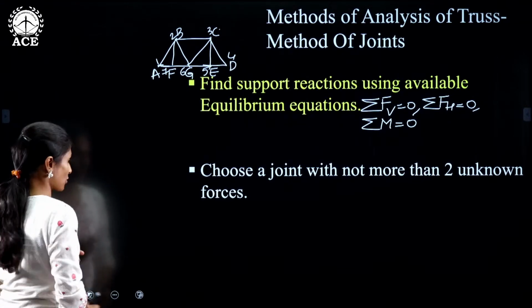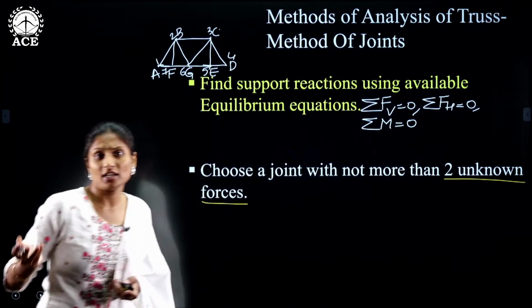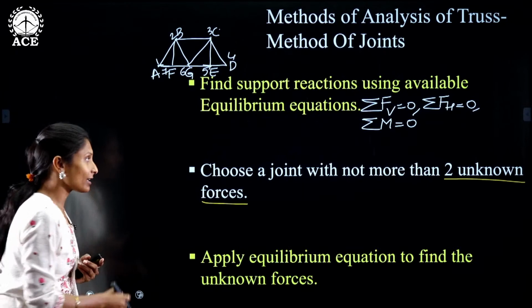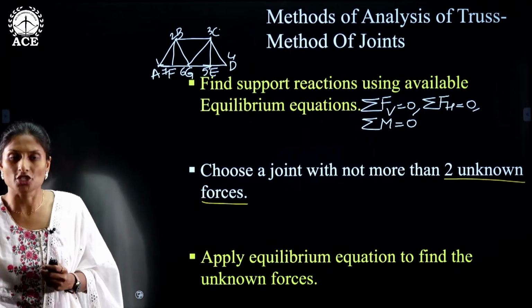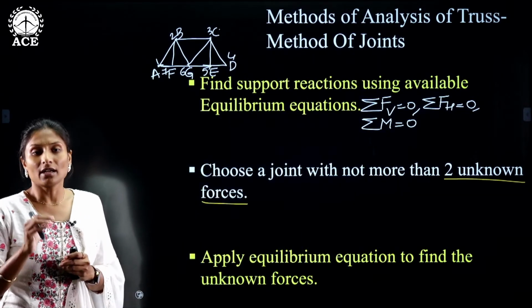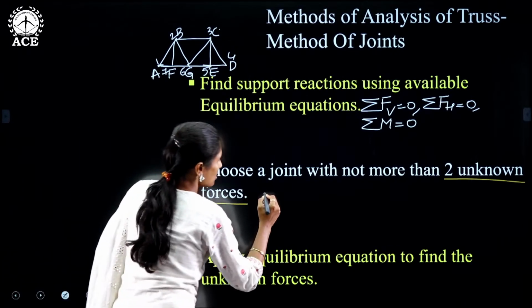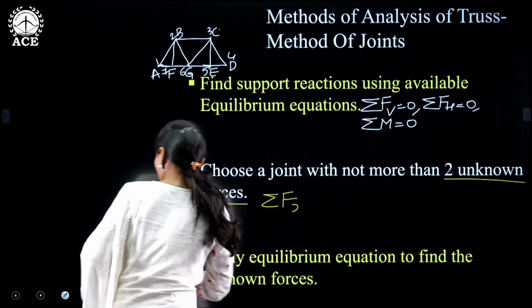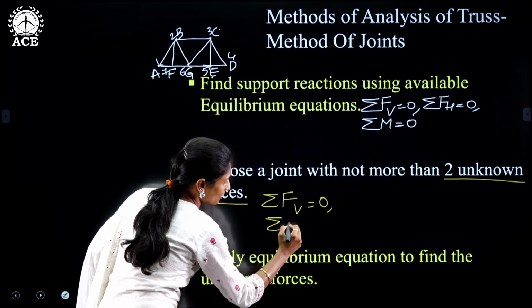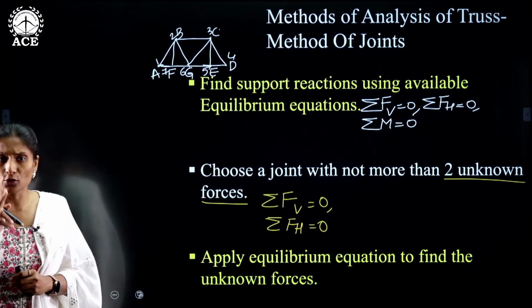Why only 2 unknown forces? Why can't we go for a joint that has 3 unknowns or 4 unknowns or more? Because here we are calculating member forces by considering joints. At every joint, the connecting members can carry only axial loads. So whenever only axial load is carried at the joint, we can apply only 2 of the 3 available equilibrium conditions. What are those 2? We can use only sigma Fv equals 0 and sigma Fh equals 0.